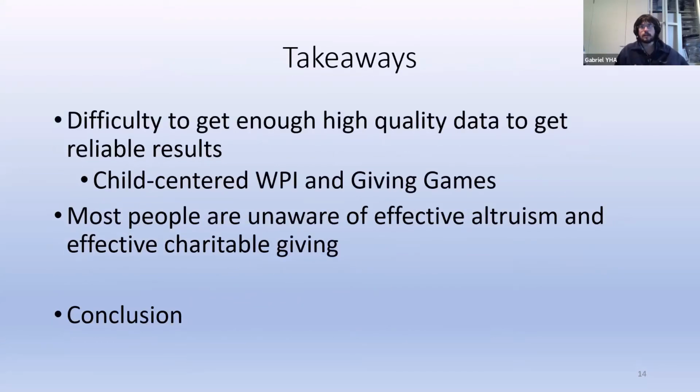Now, a few takeaways and a conclusion. One of the takeaways is the difficulty to get enough high quality data to get reliable results. This came through the Child-Centered Water Poverty Index and the giving games. Another issue is that most people seem unaware of effective altruism and effective charitable giving. Hopefully that will improve with time.